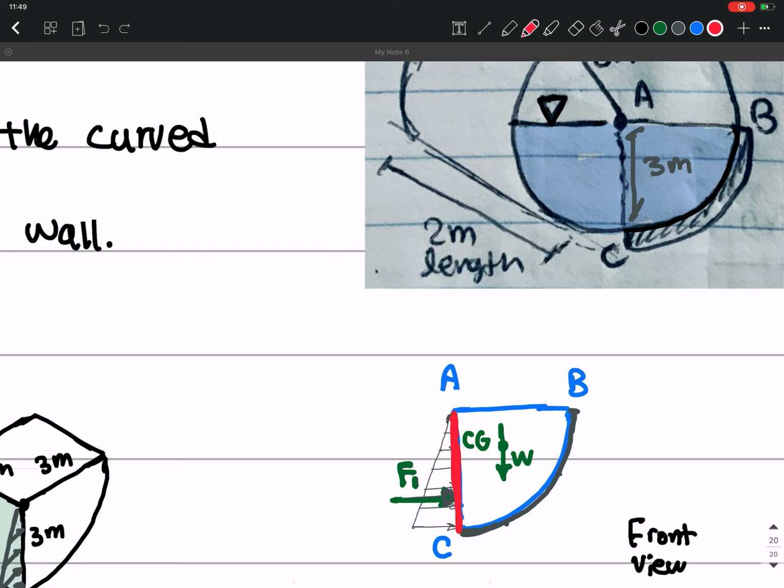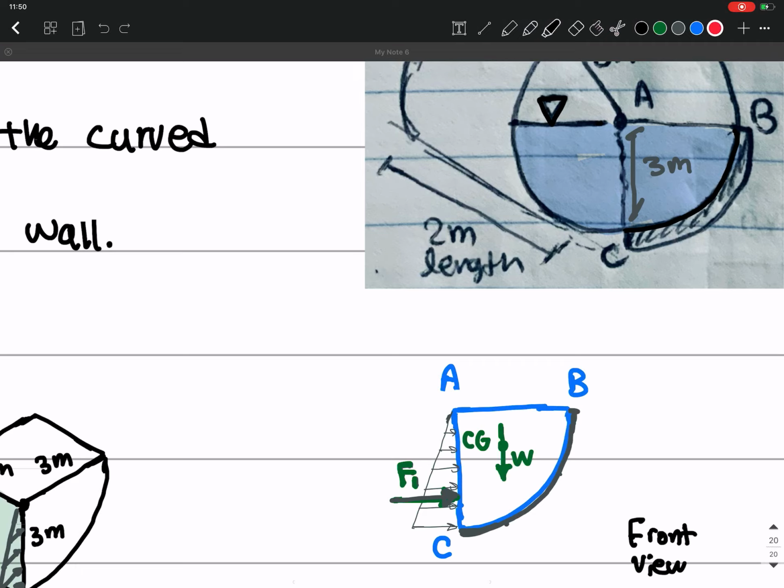The total force that is exerted on this is shown with this F1. That accounts for all these hydrostatic pressure forces on this vertical plane, right? We have a vertical plane here, okay? And so these are the forces that are exerted on this section, ABC, by the fluid, okay?